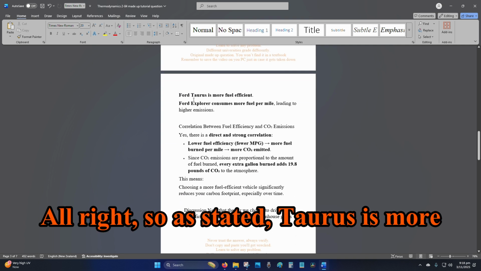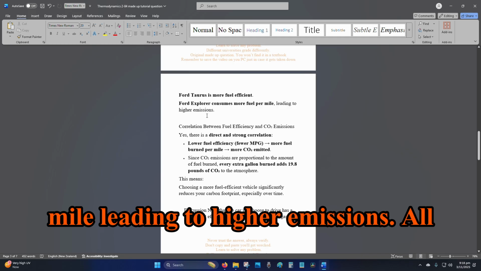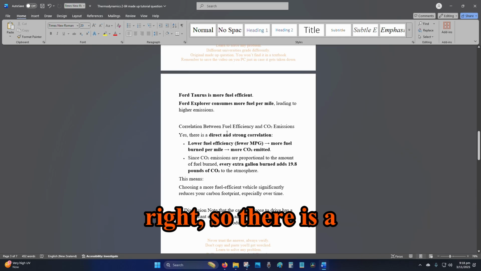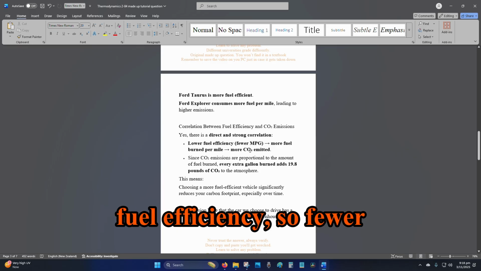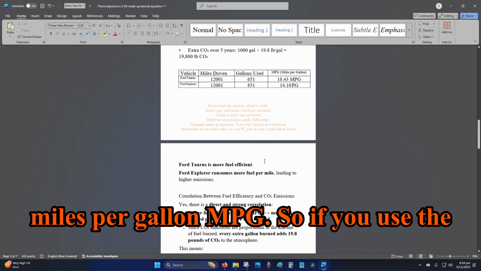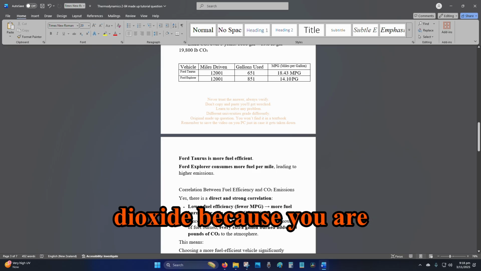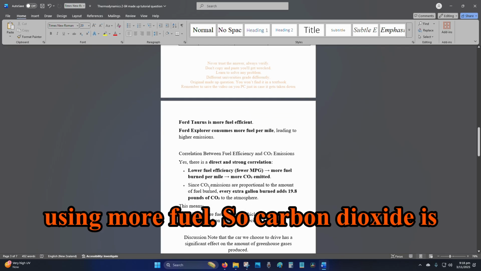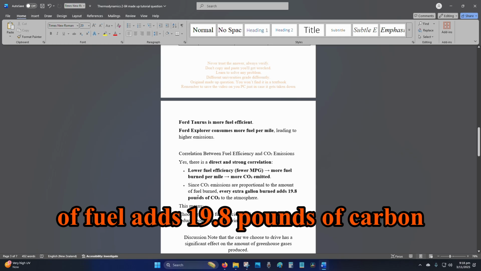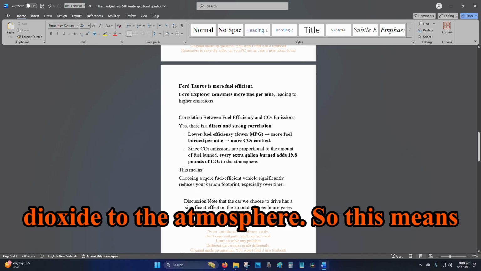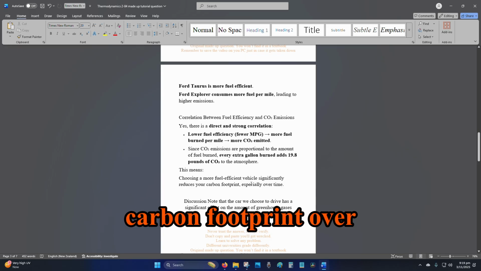Alright, so as stated, Taurus is more fuel efficient. The Explorer consumes more fuel per mile, leading to higher emissions. Alright, so there is a direct correlation between fuel efficiency and carbon dioxide emissions. So if you use the lower fuel efficiency, so fewer miles per gallon, MPG, so if you use the Explorer, you will emit more carbon dioxide because you are using more fuel. So carbon dioxide is proportional to the amount of fuel burned. Every extra gallon of fuel adds 19.8 pounds of carbon dioxide to the atmosphere. So this means choosing the vehicle that is more fuel efficient reduces your carbon footprint over time.